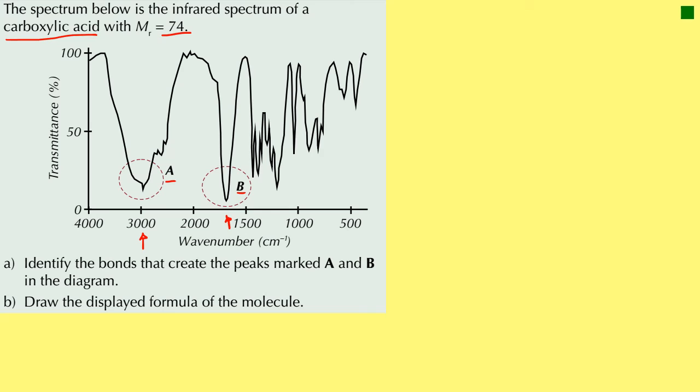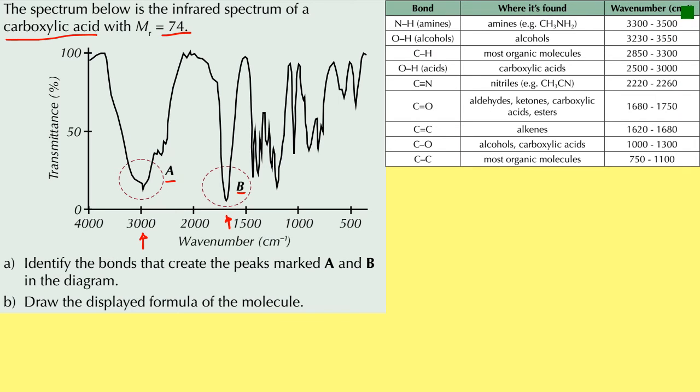So what we need to do now is refer to our table, and in the exam you get a table on your data sheet. The table looks like this. You've got the various bonds, what sort of molecules those bonds are in, and also the wave number of the radiation that is absorbed by those bonds. So let's have a look at about 3000. So 3000 like this.